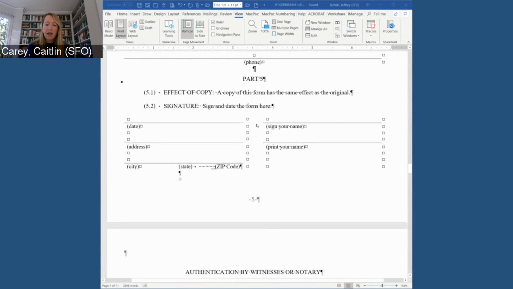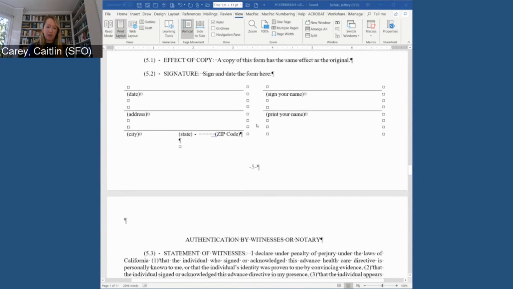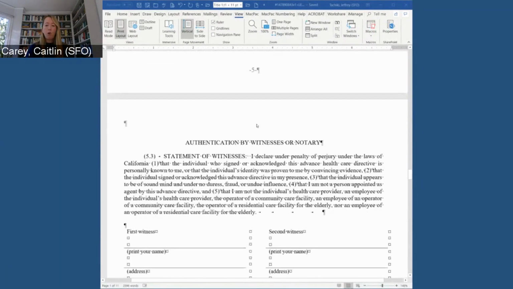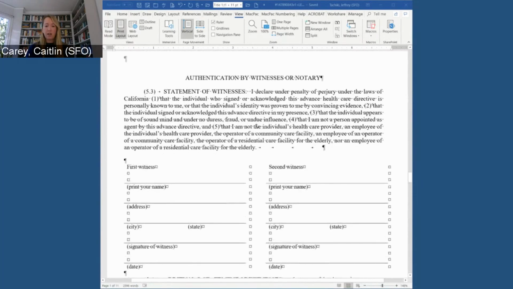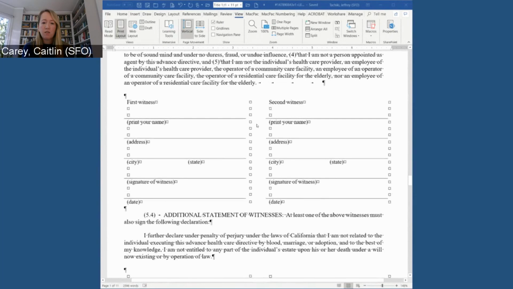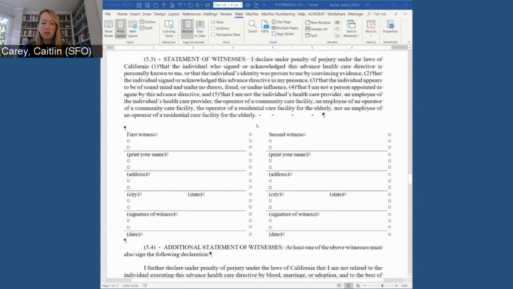And then part 5 is signature. So this part's easy, except before you sign, you need to decide if you're having your signature witnessed by 2 witnesses who are unrelated to you and who are not named as your agent in this document, or if you're going to have your signature notarized. So I'm scrolling down to section 5.3, which gives instructions about the witnesses.